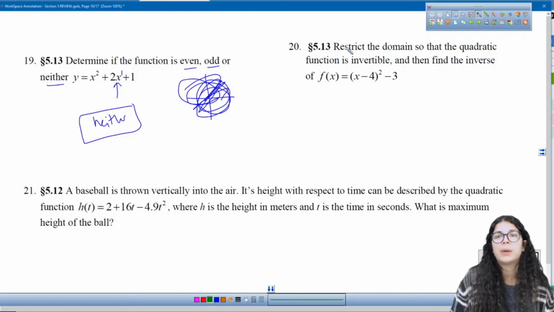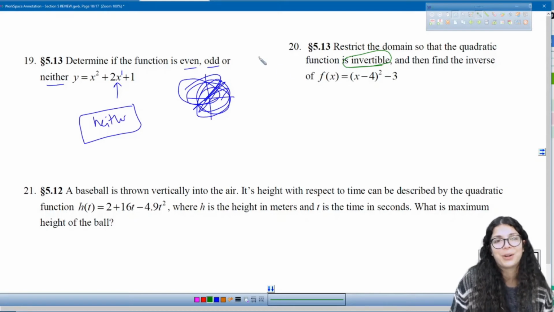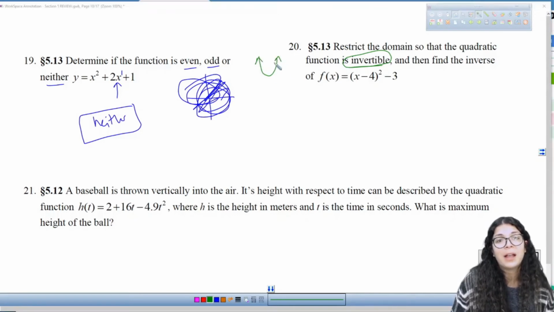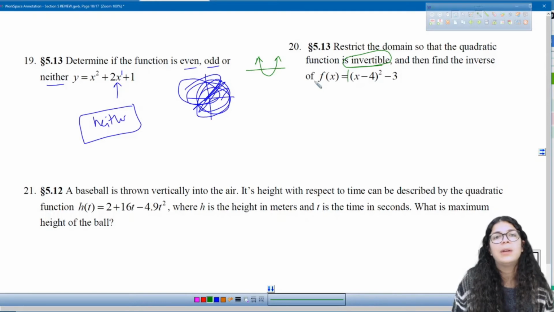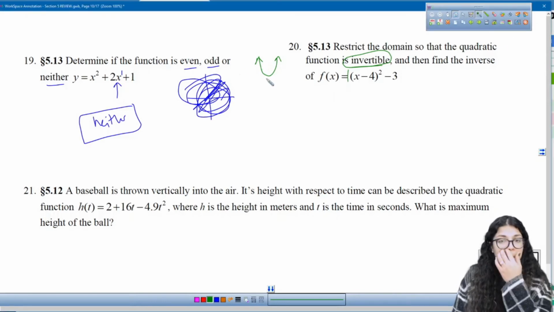All right, for number 20, we need to restrict the domain so that the quadratic function is invertible. I know that the quadratic function is not invertible because no quadratic function is ever invertible. Whether the parabola is facing up, like this one, or down, it would never pass the horizontal line test, okay? So I need to restrict it, okay?